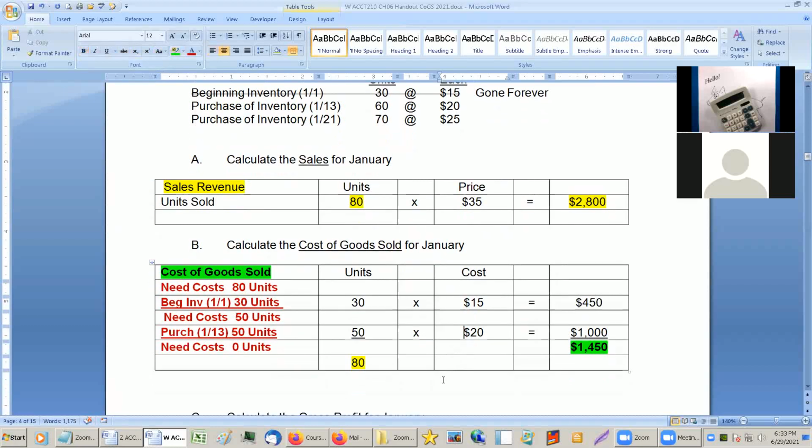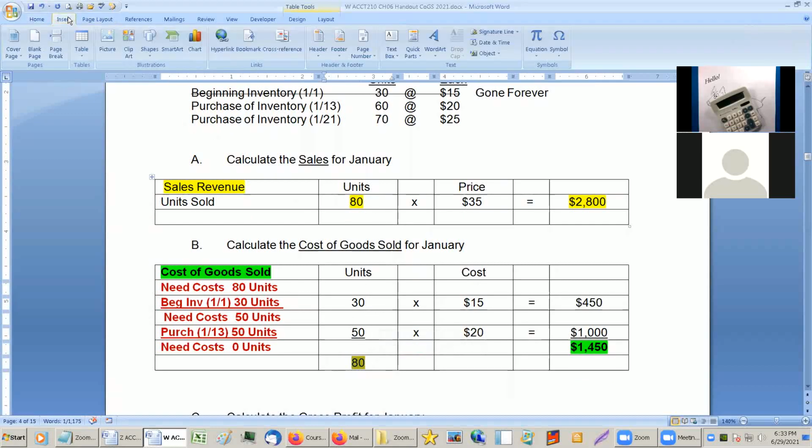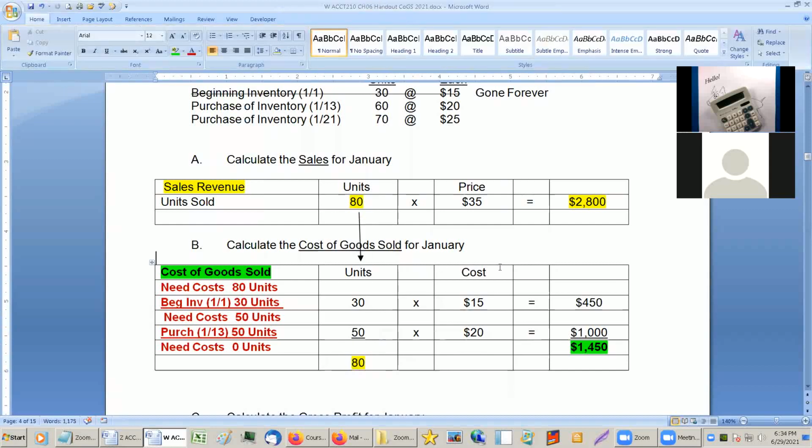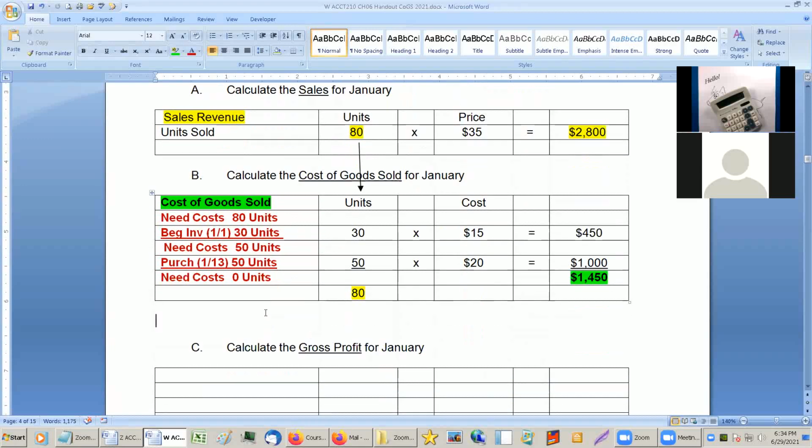So our cost of goods sold is the 1450. I mean, this might look confusing. These units have to equal those units. If you sold 80 units, you have the cost of 80 units, basically. Okay.